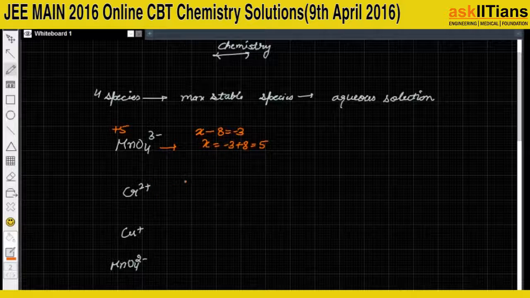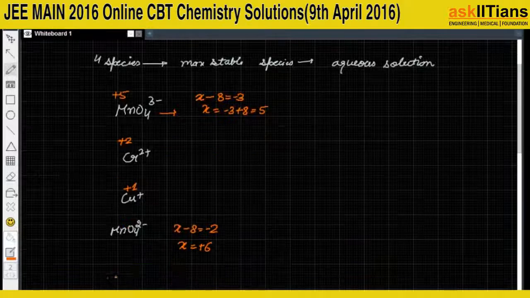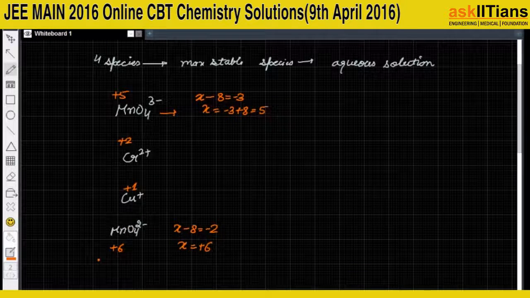Now we have chromium, which is in +2 oxidation state. Then we have copper in +1 oxidation state, and here manganese: x minus 8 is -2, so x comes out to be +6. So manganese is in +6 oxidation state.